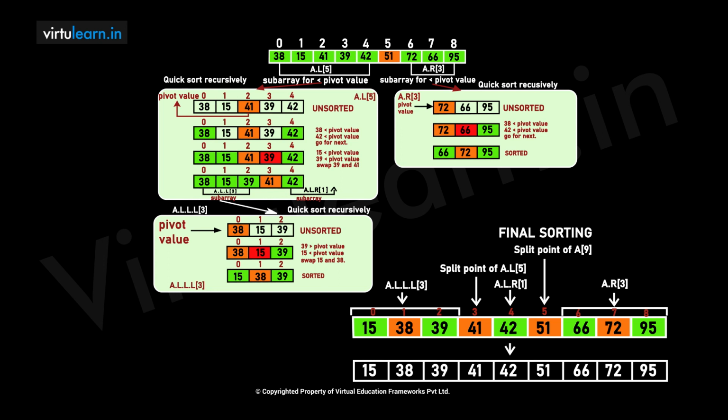Now let us again process the same steps for quick sort recursively. Then we will be getting the subarrays. So in the split process itself, we will be getting the final sorted array. So this is how the mechanism of quick sort works recursively.